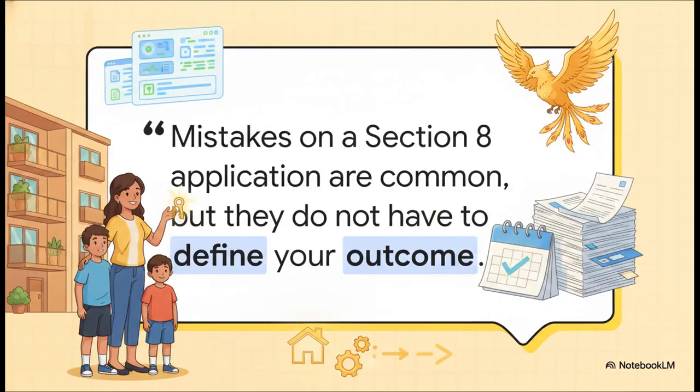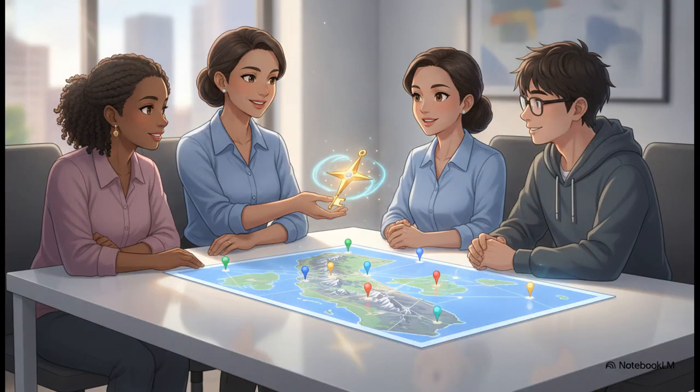Navigating this whole bureaucracy is undeniably tough, but I want to leave you with this really powerful thought from the source material. Mistakes on a Section 8 application are common, but they do not have to define your outcome. With the right approach, renters gain clarity and stability at every step. This process is going to test your patience, your organization, and for sure, your perseverance. But by understanding these digital portals, organizing your paperwork, and actively maintaining your status, you are taking massive strides toward true housing stability.